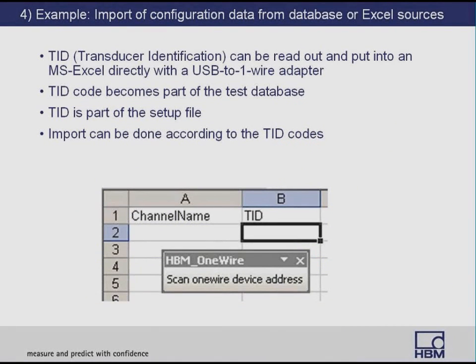Import of configuration data from a database or Excel source according to the TID number can be done with the TID. It can be read out and put into MS Excel directly with a USB to one-wire adapter. The TID code becomes part of the test database, and then the TID is part of the setup file. And the import can be done according to the TID code.